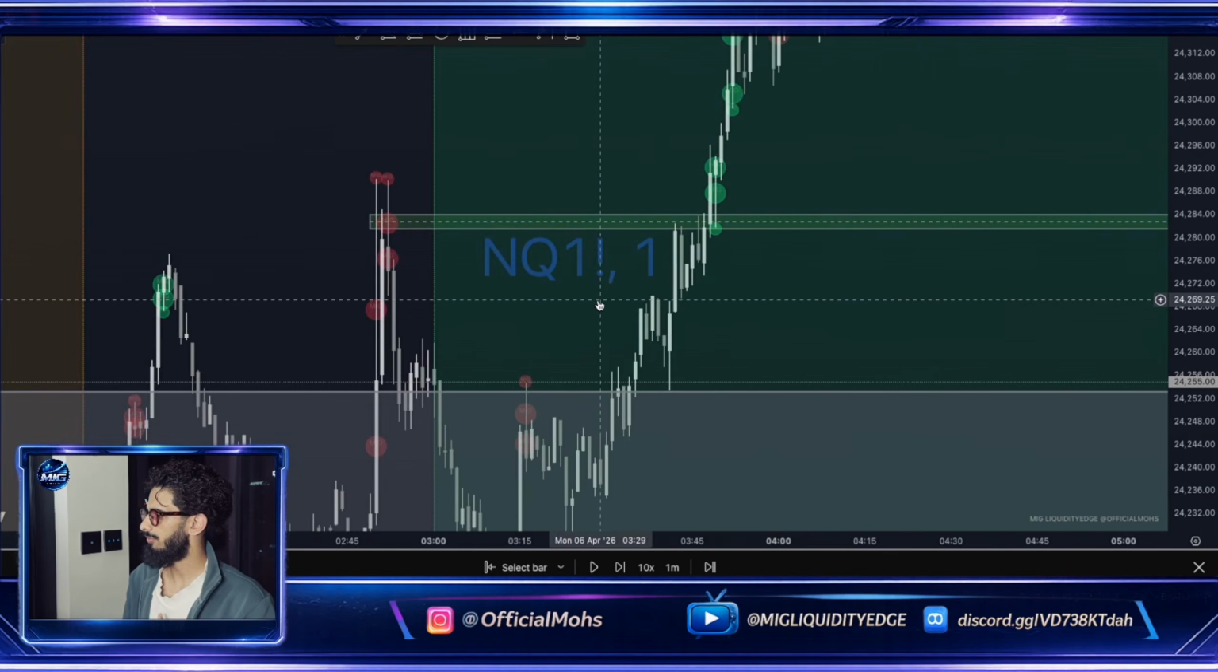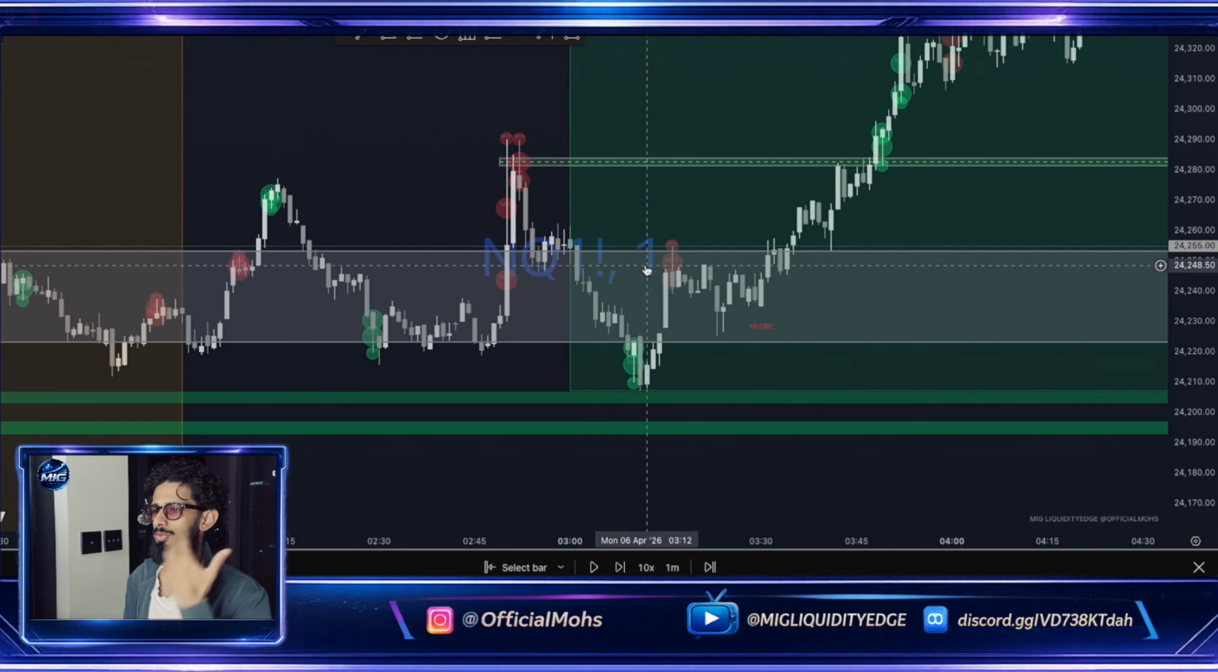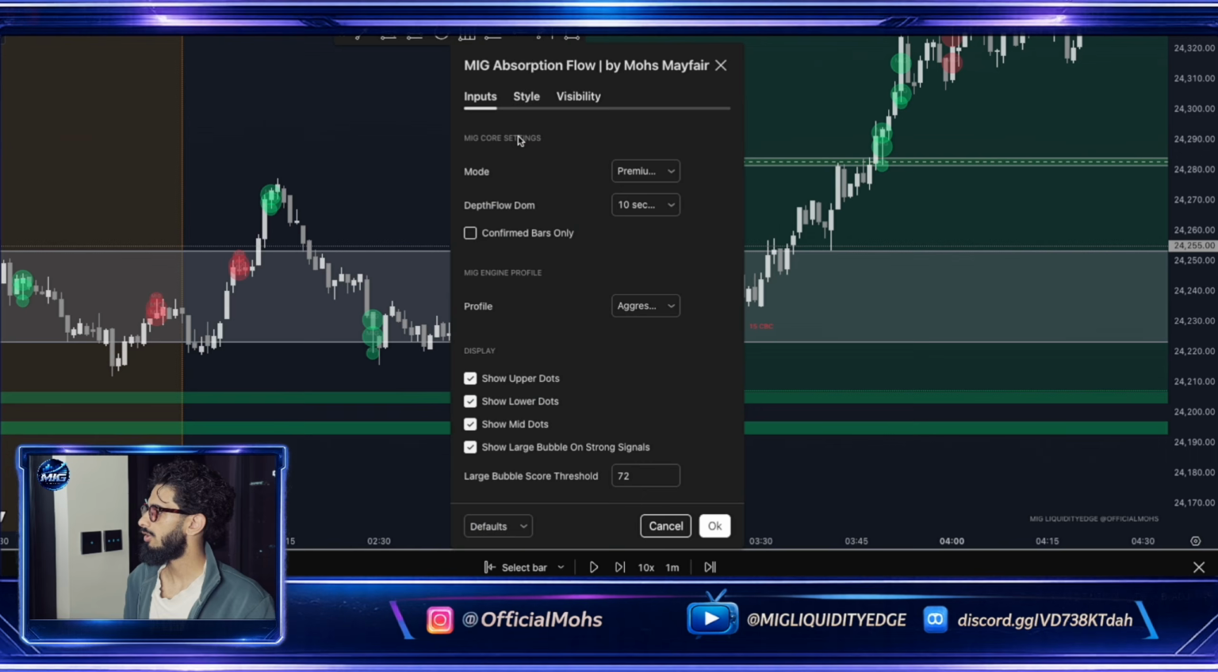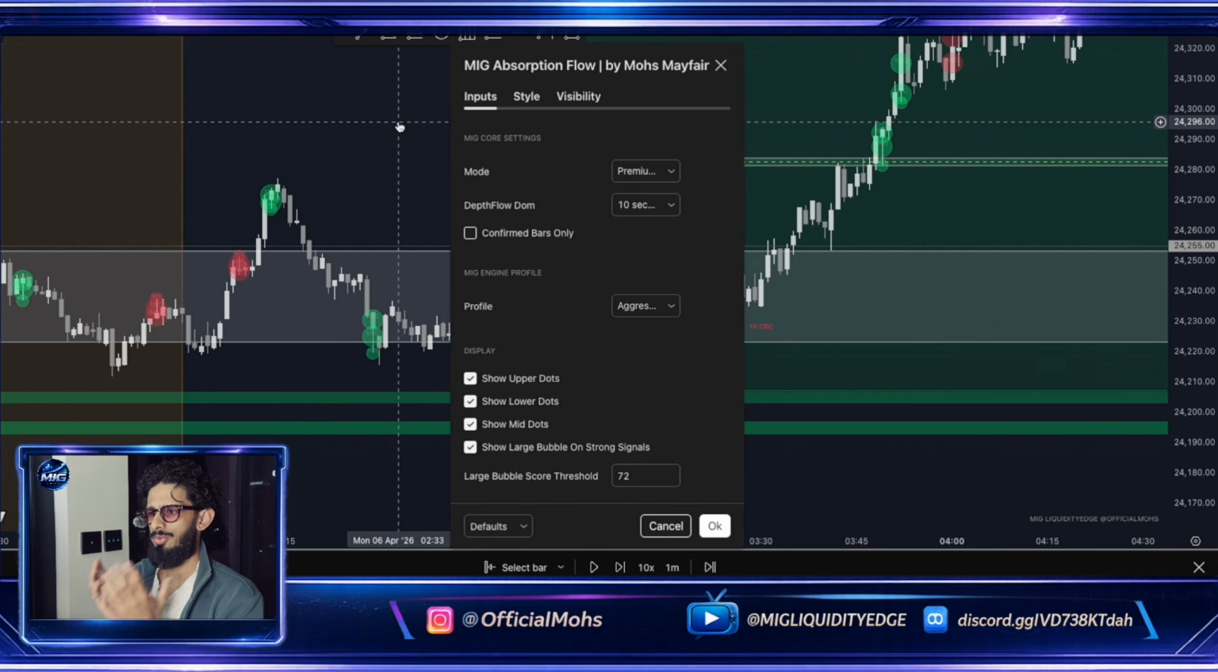So what we're effectively looking for location-wise first, but we'll give you a breakdown of settings. Settings are really straightforward. We have a depth flow dominance the same way we do on Liquidity Edge. We have two modes: we have a free proxy and we have a premium footprint. Try to keep it accessible to everyone.